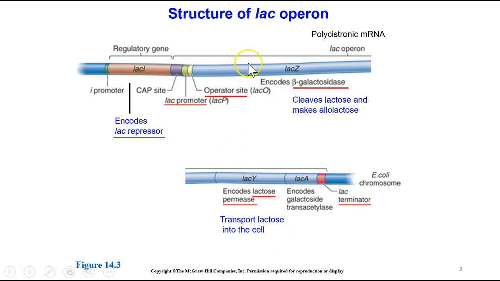In between, there are three different genes, which encode proteins that are able to break down lactose to produce energy. And there are also promoter sites where the RNA polymerase would bind, and an operator site where the lac repressor would bind. This lac repressor is encoded by the lac-I gene, which is outside of the lac operon, and it's regulated by its own promoter, the I promoter.